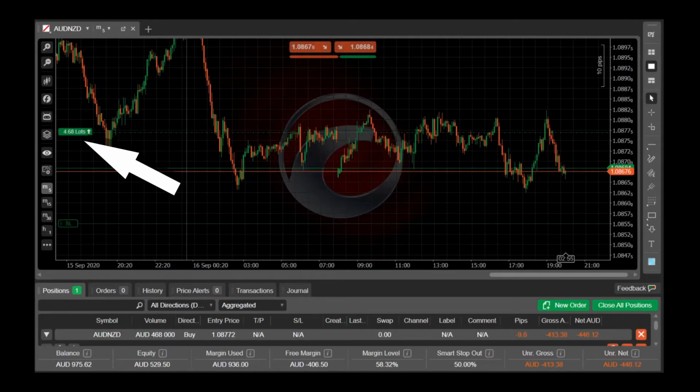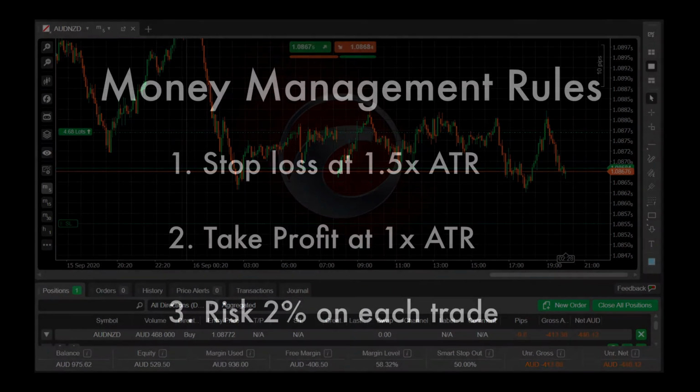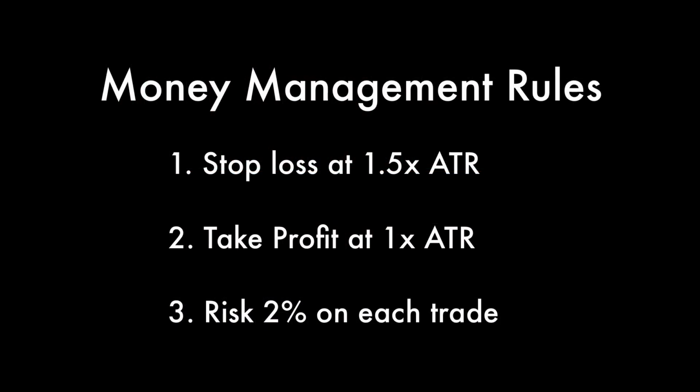We don't want our robot to trade too big, so we need to give it 3 simple rules for each trade that it makes. Number 1 is to set a stop loss at 1.5 times the ATR. Number 2 is set a take profit at 1 times the ATR. And number 3 is to risk 2% on each trade. These should look pretty familiar if you've been through the No Nonsense Forex money management playlist. The full money management system has more rules, but this is what we'll be starting with.